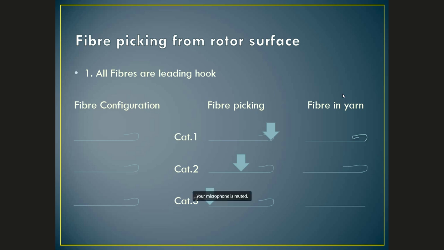So now see the situation where I have fed the fibers all having leading hooks. In the yarn, there are chances that some fibers may get straightened, but a few fibers will remain having a leading hook, but that hook extent is going to be higher. So the leading hooks are going to be in the yarn. So this is my situation 2.